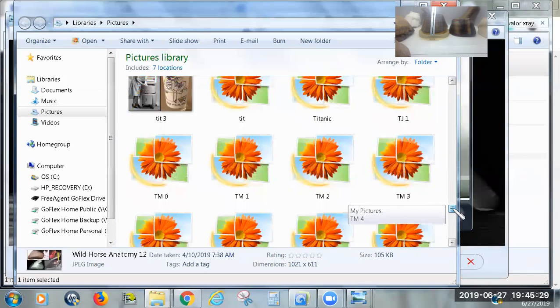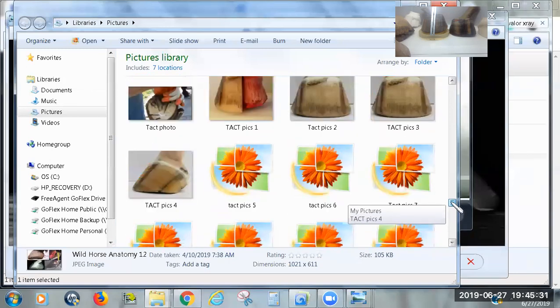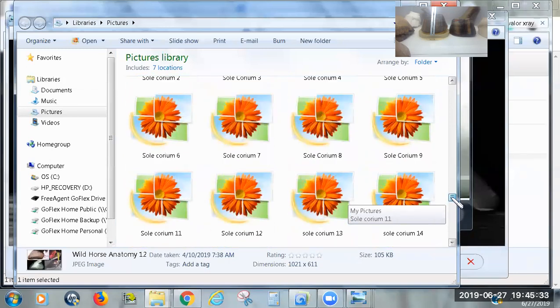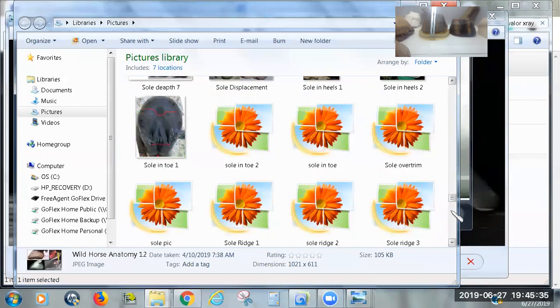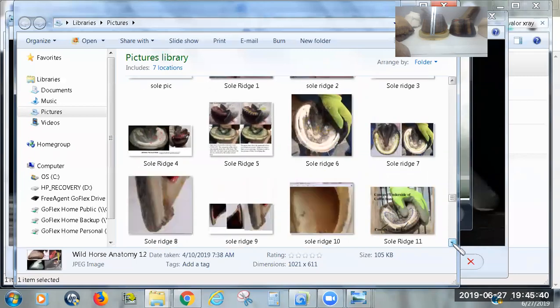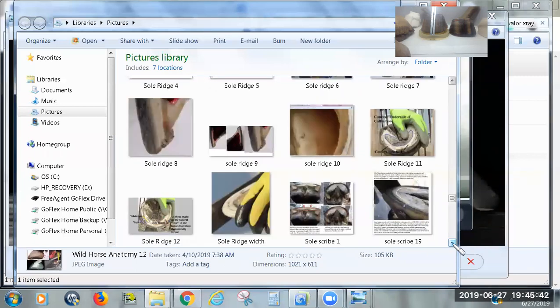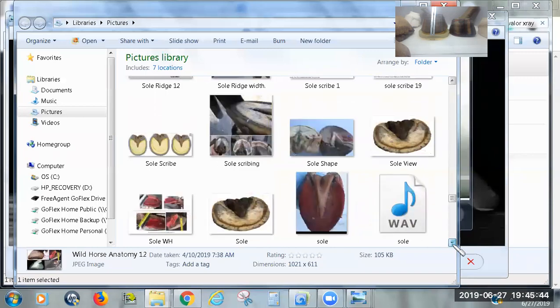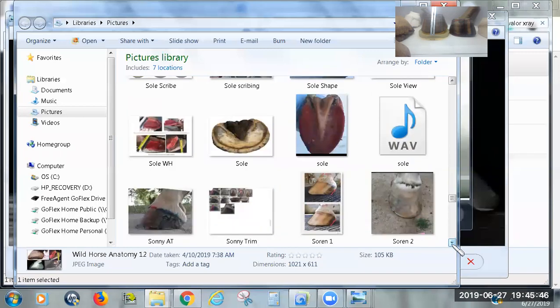Let's see here. Let me find the sole picture.